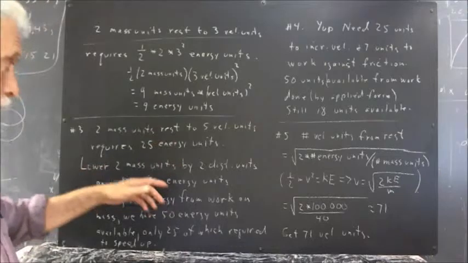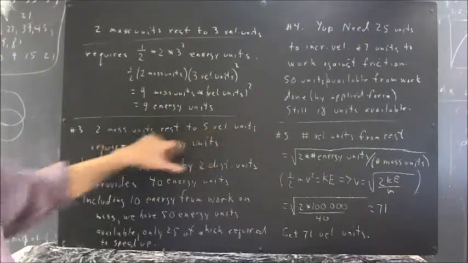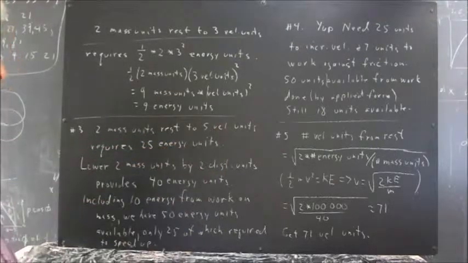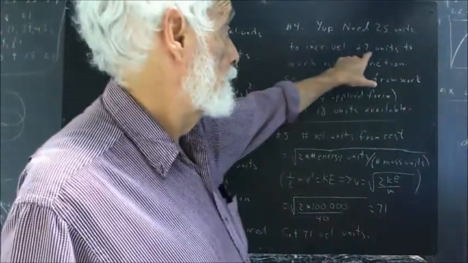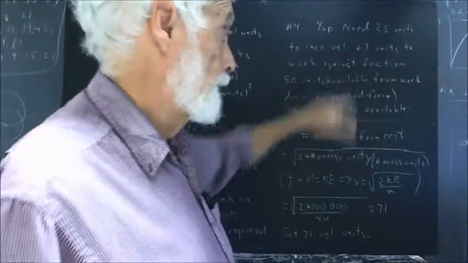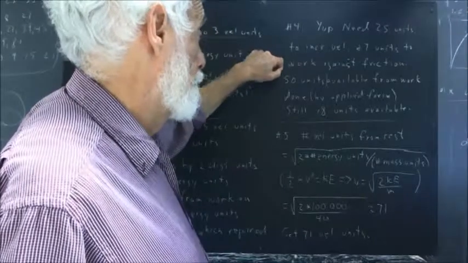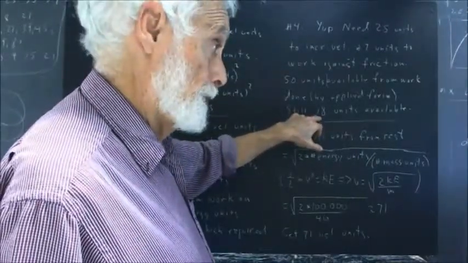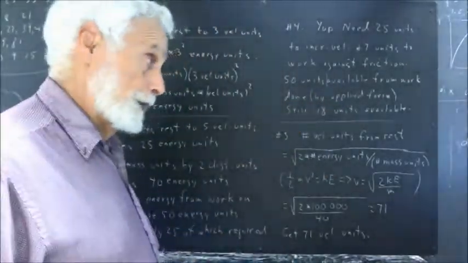And we need only 25 of those to accelerate our mass, our 2 mass units, to a velocity equal to 5 velocity units. So we still have plenty left to do the 7 units of work against friction. The 50 units are available, and we're going to still be left with 18 units of energy. And hopefully we don't have something else in the system that requires those 18 units.